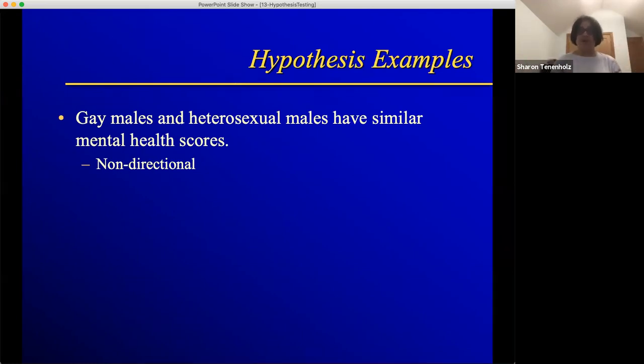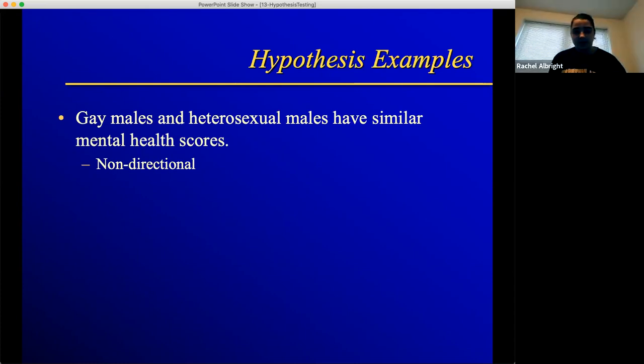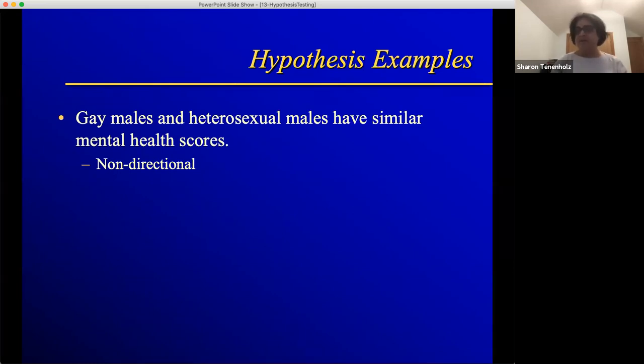So it's non-directional. And is this a null hypothesis or an alternative hypothesis? It's an alternative hypothesis, says Rachel. Why? Because it is predicting that there is some kind of relationship. It's not saying that there's no effect. You're looking at the right information, whether or not it's predicting an effect or not an effect.